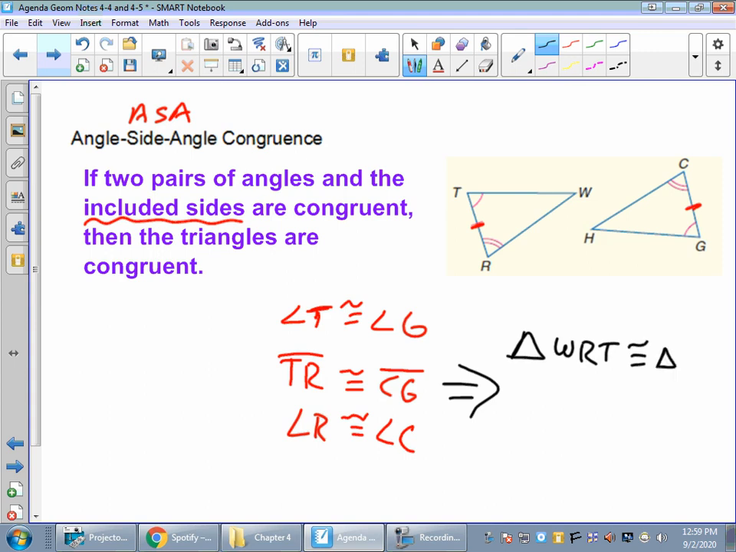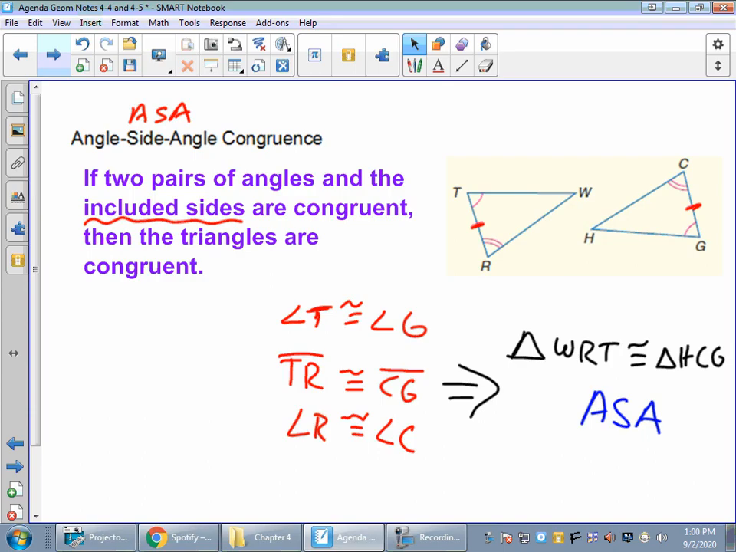And now here's where order matters. So W would have to go with H, and it would be HCG because the C would have to go with the R, and the T and the G would go together, and R and C would go together. So because of that, we could say that those are congruent because of angle, side, angle.